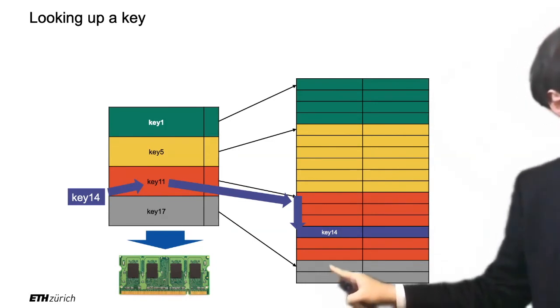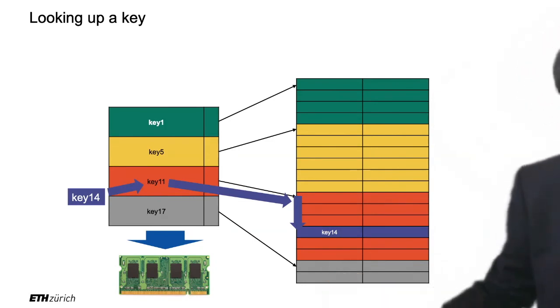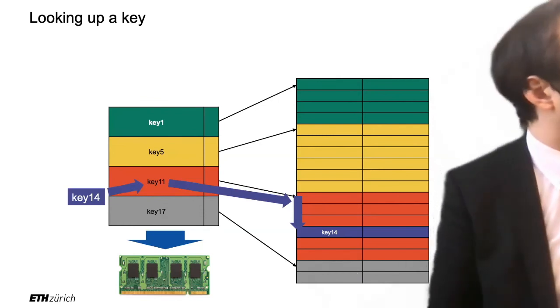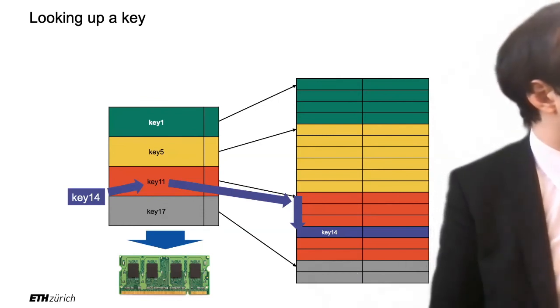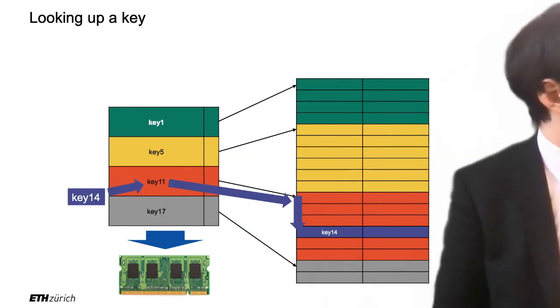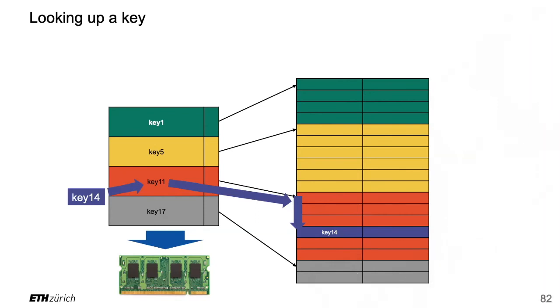Does it make sense? Yes? But I suppose we still have to read through key 11, 12, 13 to get to 14. Like, we cannot directly access key 14, even though we know it's between 11 and 17. If we look for key 14 and we know it's between key 11 and 17, we are not going to directly access this. We still have to. Oh yes, absolutely.